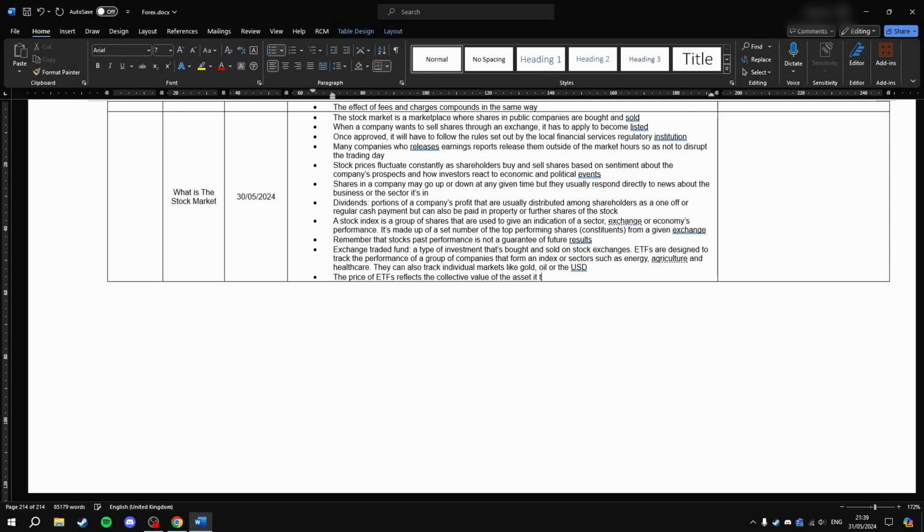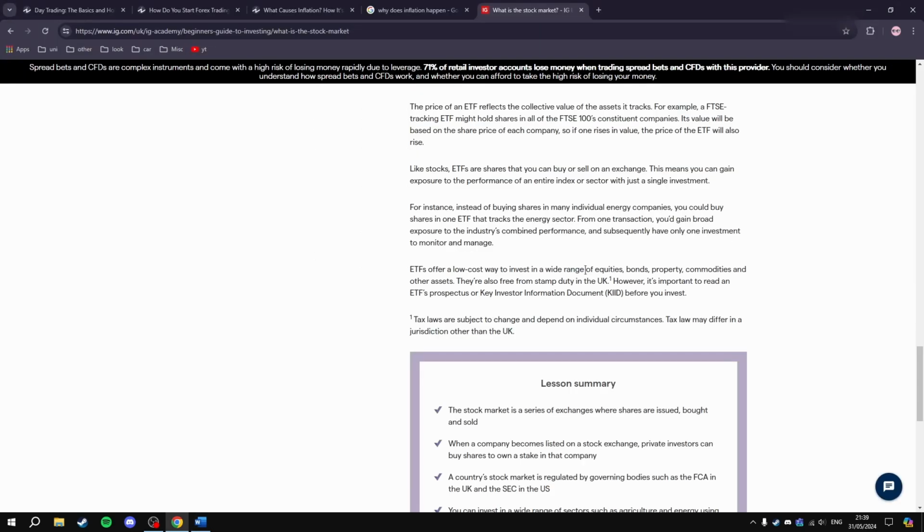For example, a FTSE tracking ETF might hold shares in all of the FTSE 100's constituent companies. Its value will be based on the share price of each company, so if one rises in value, the price of the ETF will also rise. Like stocks, ETFs are shares that you can buy or sell on an exchange. This means you can gain exposure to the performance of an entire index or sector with just a single investment.